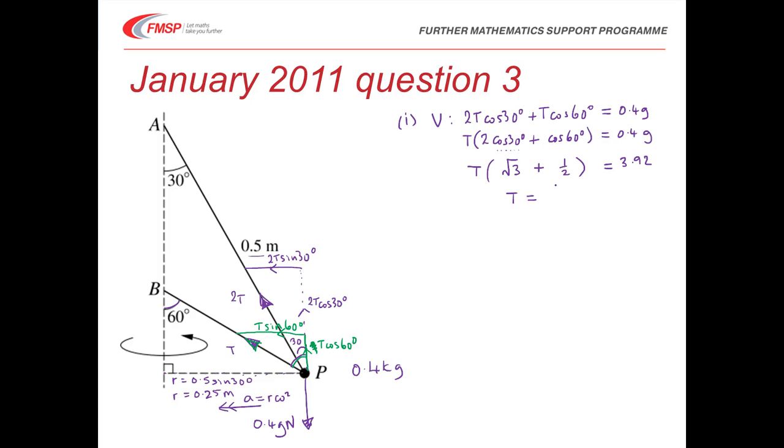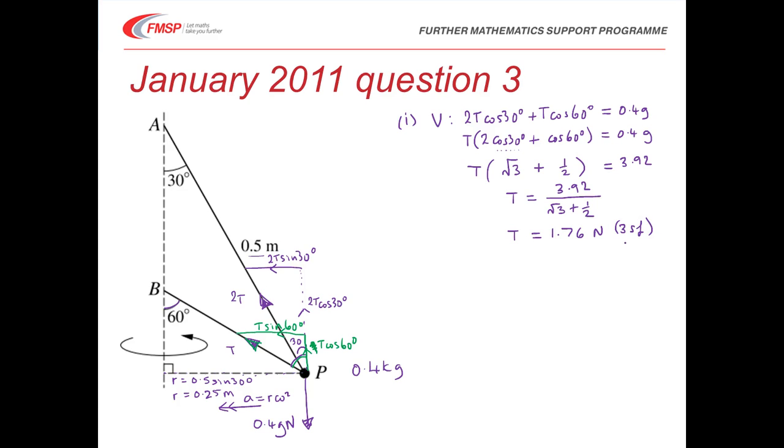So there we go, I've got a nice exact statement there, which means I can find T. T will be equal to 3.92 divided by root 3 plus 1/2. And I calculated that to be 1.75623, etc. So 1.76 newtons to 3 significant figures.